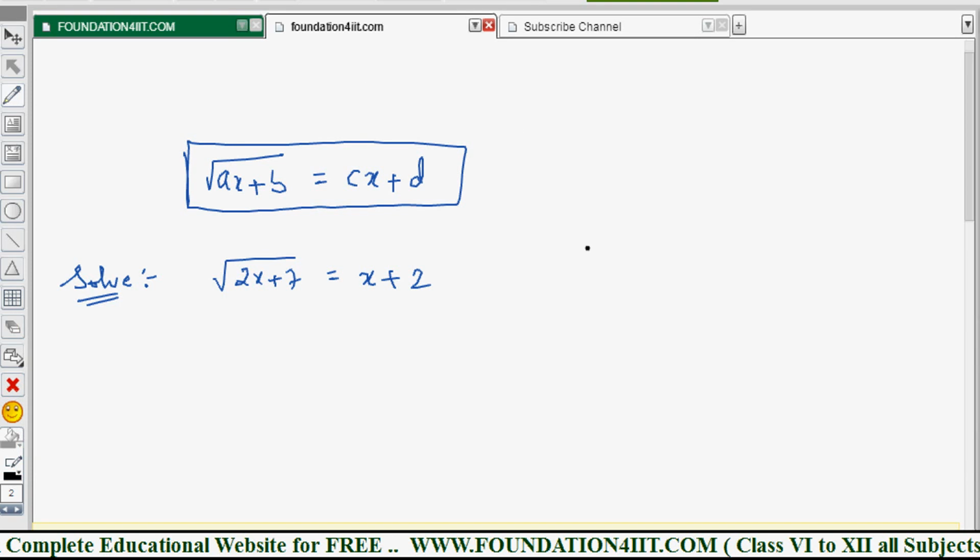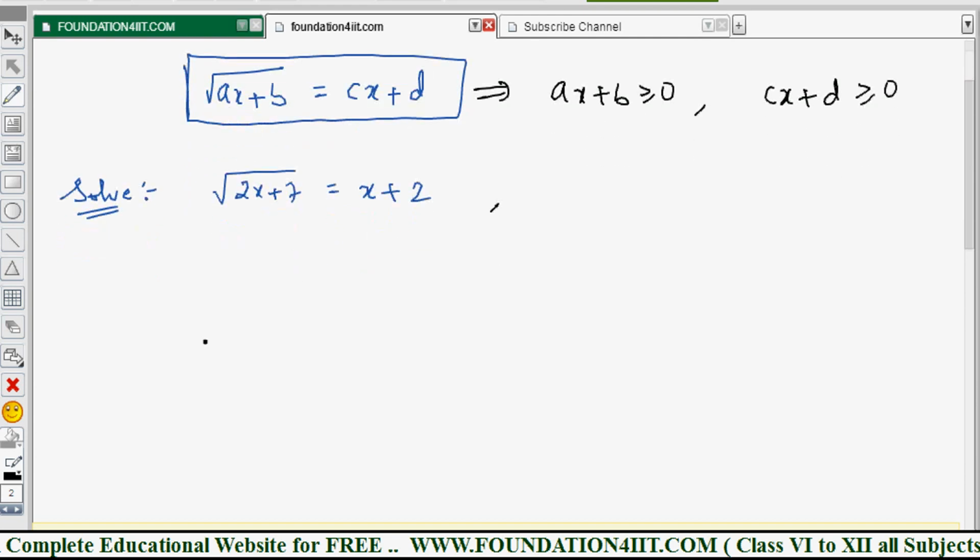Whenever you get a problem like this, observe that ax plus b should be greater than or equal to 0. That is one condition. And cx plus d must also be greater than or equal to 0. Under the square root there should not be any negative numbers. Any values apart from these we can call extraneous values, and they will be omitted. So first let us solve, and after getting two answers, we will find the exact answer among them.